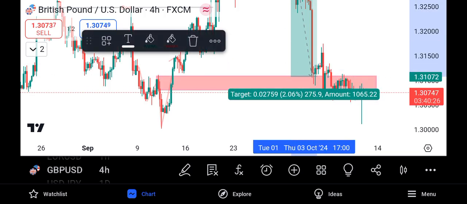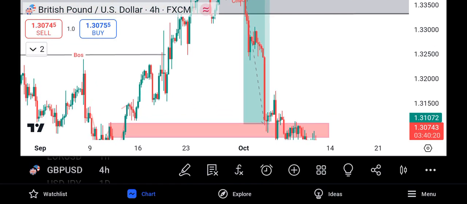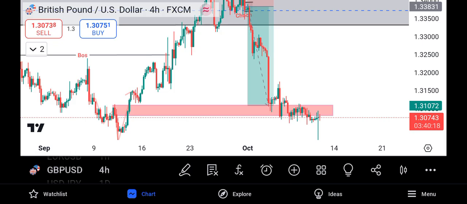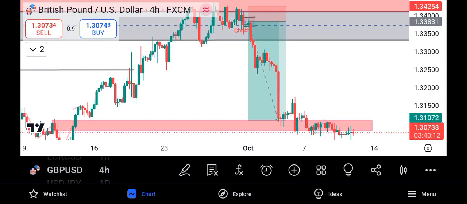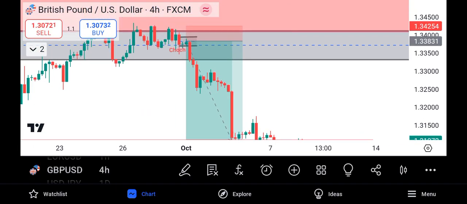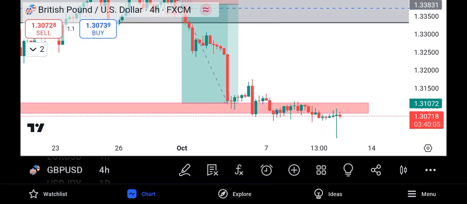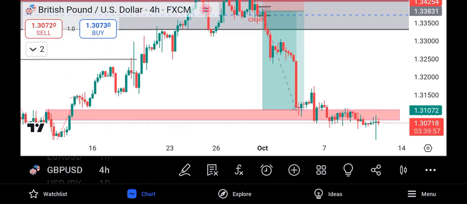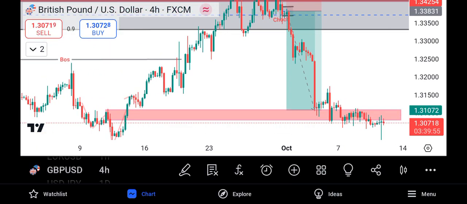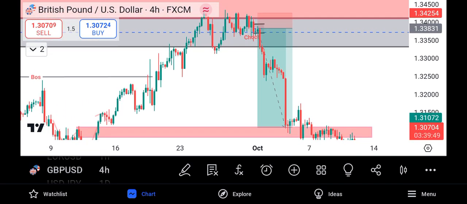This is over 200 pips, 275 pips. Look at it. From there, just a few days, I think it took me about a week or so. I had to go out from here because of that breaker block. I had to go out from that point. And that was that. Just very simple analysis.